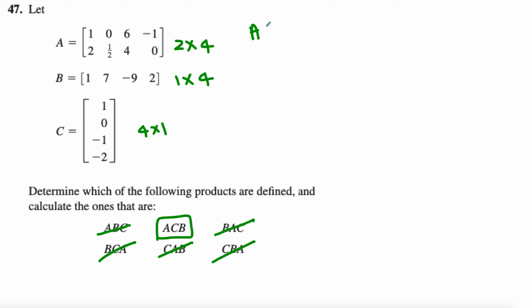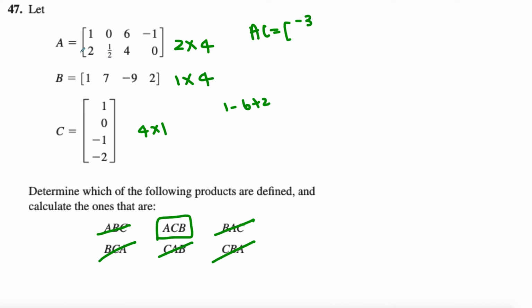What is AC? AC is these four numbers multiplied by these four numbers. And then we're going to be getting 2 by 1. So 1 times 1 is 1. 0 times 0 is 0. 6 times negative 1 is negative 6. So far, 1 minus 6. And then negative 1 times negative 2 is 2. So we get 1 minus 6 plus 2. So what we end up getting is negative 3.